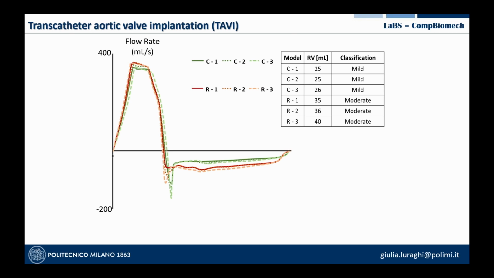We did run FSI simulations, so we can also compare hemodynamics results. We obtained interesting results because we can observe that with the first pattern of calcification, we obtain mild paravalvular leakage, while in the radial configuration of the calcifications, you obtain moderate. This is a very nice result that can help clinicians to evaluate and to choose the best devices according to the different patient-specific calcifications observed in the patients.